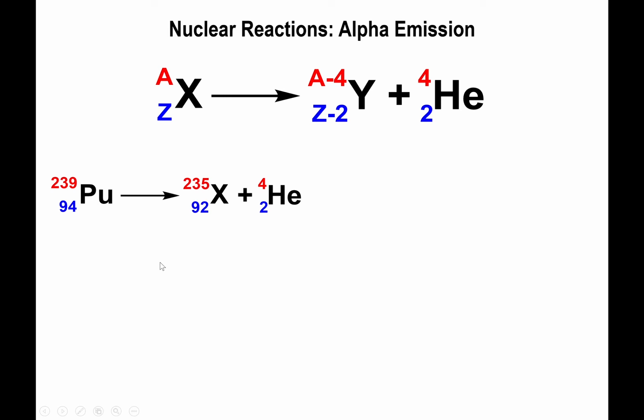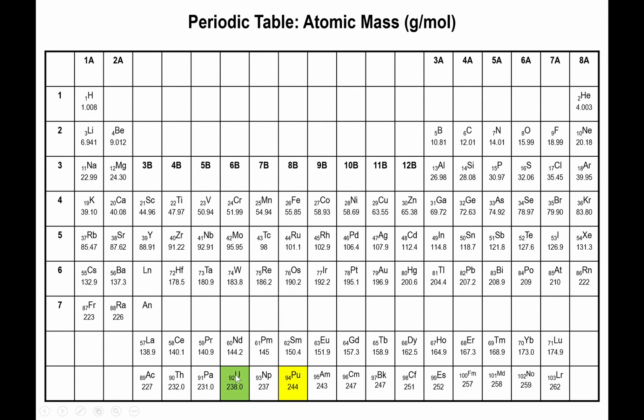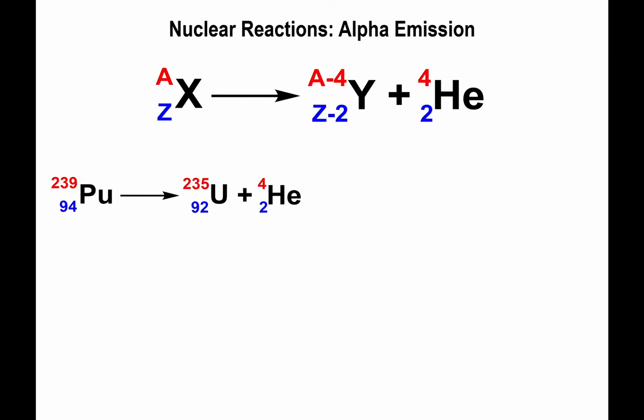So looking at the periodic table, we're looking at element 92. And in the table, element 92 is uranium. And so what you can see is that undergoing alpha emission basically moves you 2 units to the left in the periodic table as far as the element you're dealing with. Alright, so that's one example.